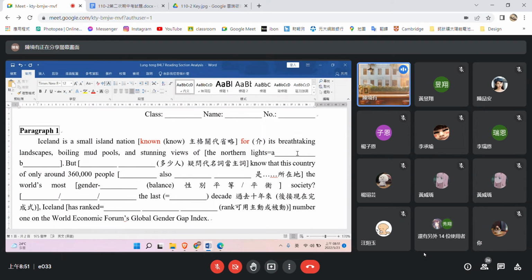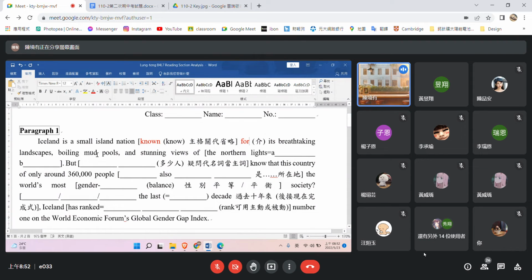Iceland is known for its breathtaking landscapes, which means if you go to Iceland, you can see a lot of beautiful scenery. Boiling means you have bubbles coming out of these mud pools. If these pools are not very hot, perhaps you can bathe yourself in the mud pools. It has some kind of therapeutic functions, properties.